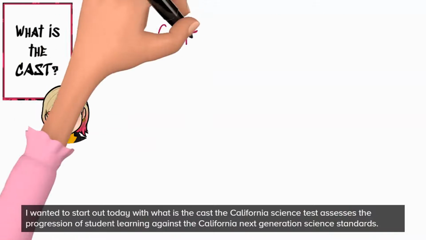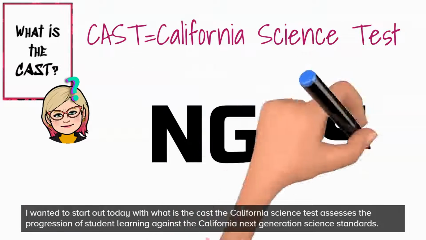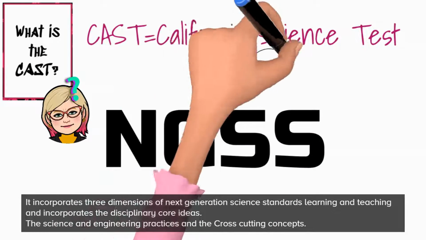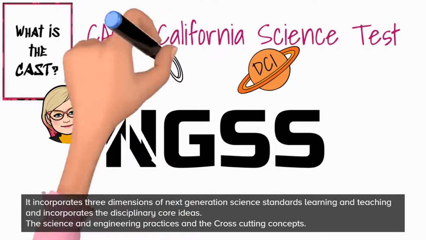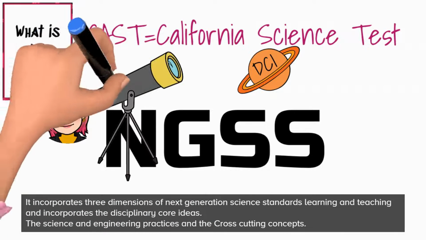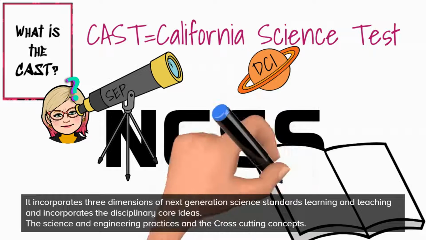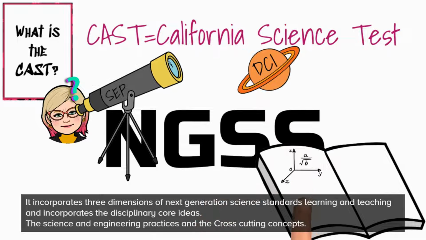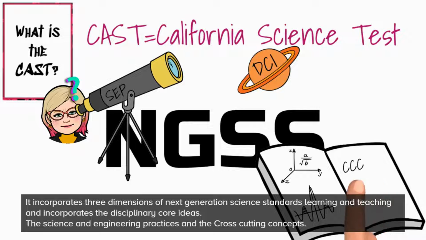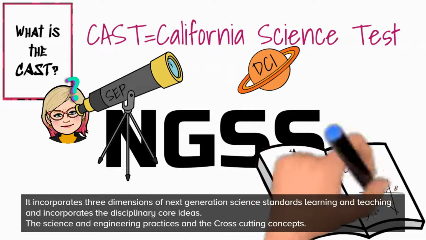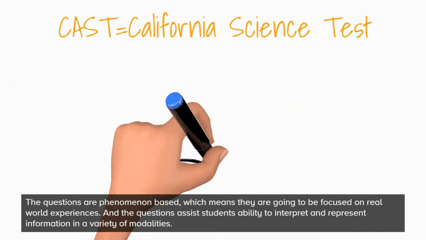I wanted to start out today with what is the CAST? The California Science Test assesses the progression of student learning against the California Next Generation Science Standards. It incorporates 3 dimensions of Next Generation Science Standards learning and teaching. It incorporates the disciplinary core ideas, the science and engineering practices, and the cross-cutting concepts.